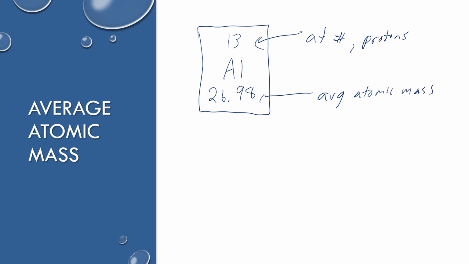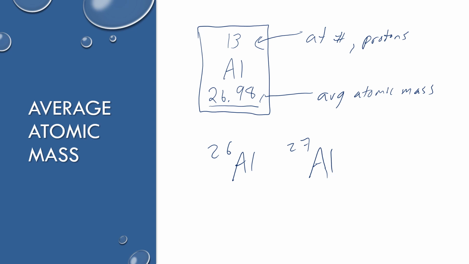And then the average atomic mass is a weighted average mass based on the isotopes of that element that are present in nature. So that's why you don't see a whole number there. It's also why, so there might be two different isotopes of aluminum. Maybe there's an isotope that's 26 and an isotope that's 27. I don't know off the top of my head. It could be different isotopes. But no matter what, you're going to have a weighted average.